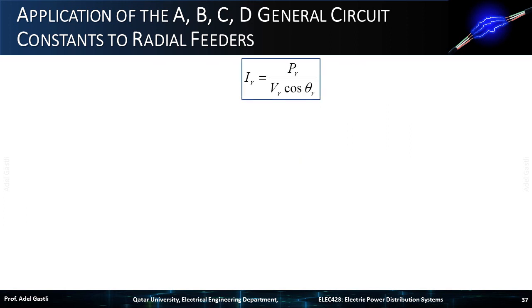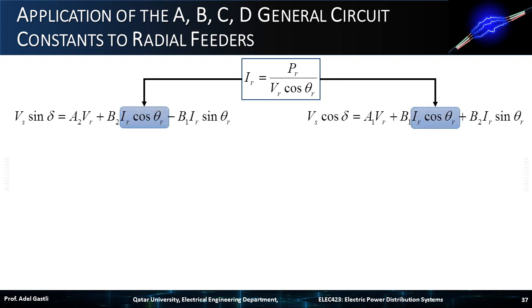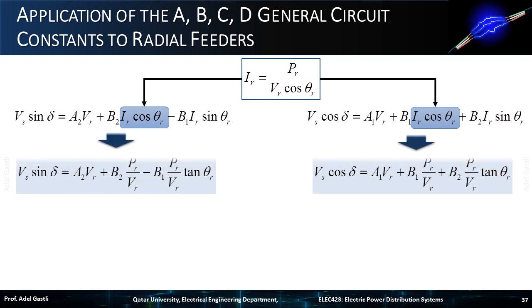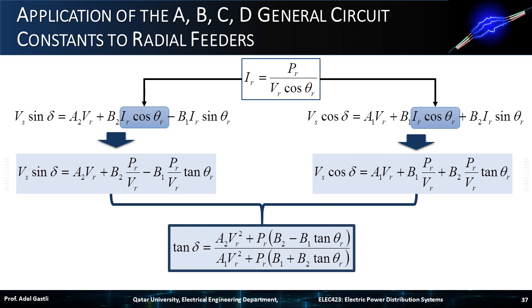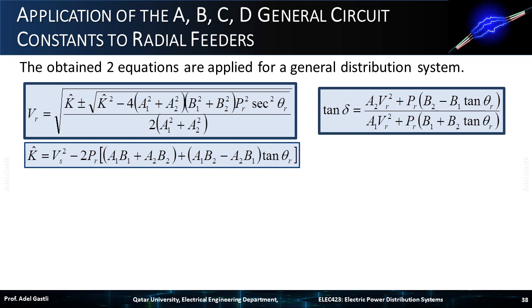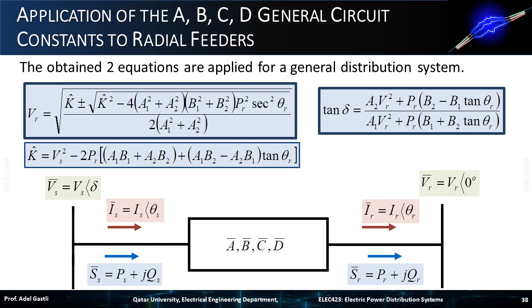We know that IR equals PR over VR times cosine theta R, from which, we can deduce the expression of IR times cosine theta R, and replace it in the previous real and imaginary equation parts, yielding the following two equations. Finally, dividing the left-hand side equation by the right-hand side one, we can obtain the expression of tangent delta, as shown here. The obtained two equations are applied for a general distribution system. They can be used to determine the receiving end voltage magnitude and sending end voltage phase angle for any two-port network.